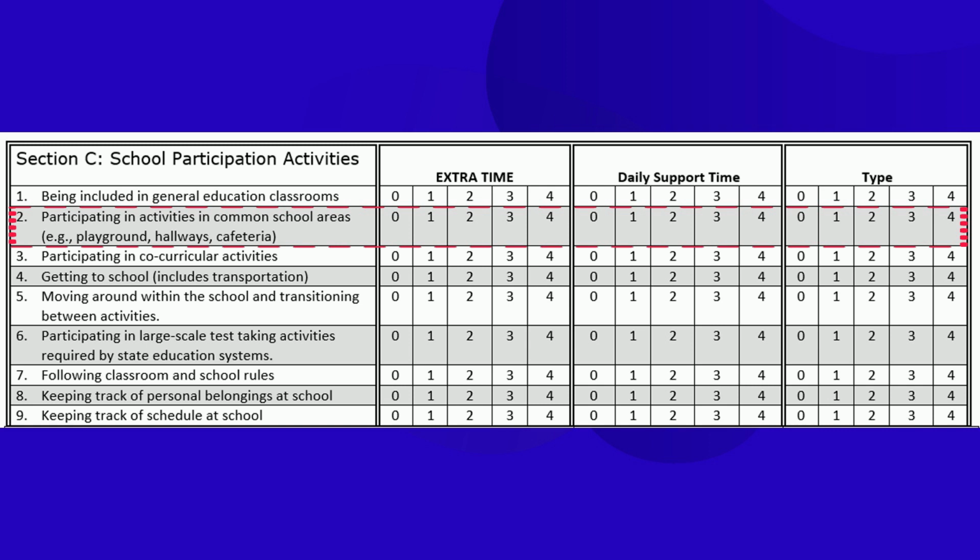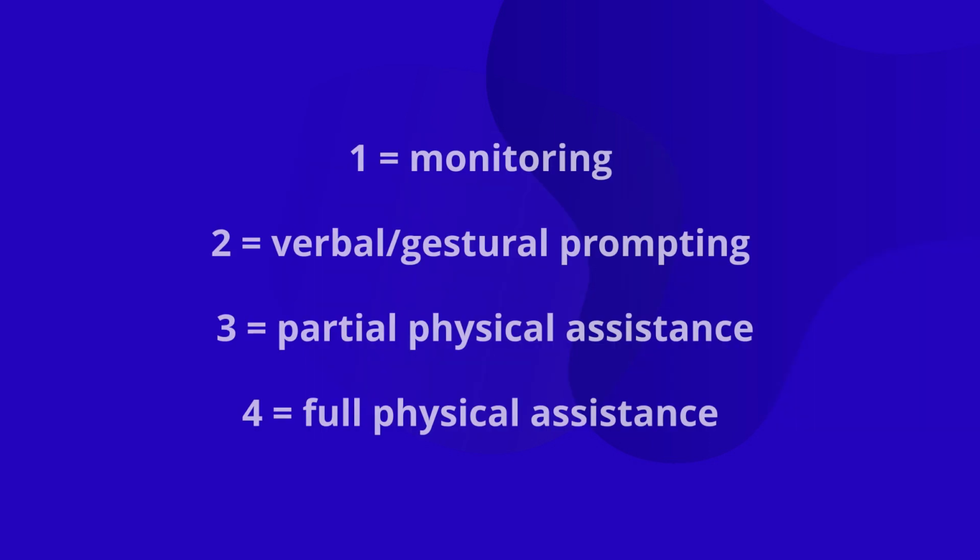Okay, so for that item, participating in activities in common areas like the playground, hallways, and a school cafeteria, if my student didn't need any extra support compared to other students in the class, I would score the item as 0 for none, even though I was providing the students with verbal direction, just like other students. That is right. The focus is on the extra support needed. If extra support is needed, I need to decide what the most common type of extra support needed is. My choices are 1, monitoring, which means mostly observing and checking on the student more than is done with other students, so that there is an opportunity to intervene if the student is under-supported and not successfully participating in the activity.